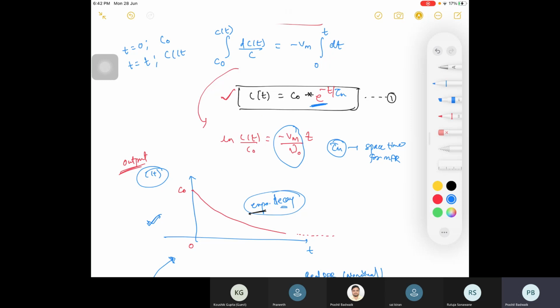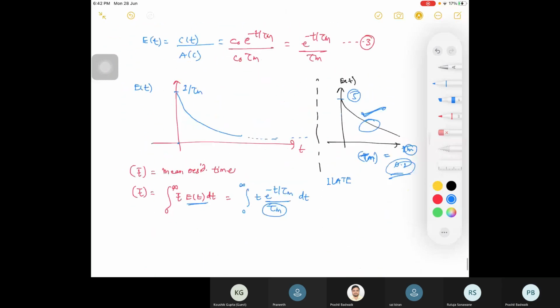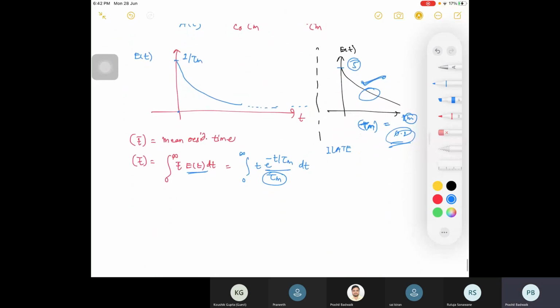It is similar to what? Your first order reaction in batch reactor, right? Your C is equal to C naught into e to the power minus t by tau p was there, right? It is exactly similar to that. Instead of your component, you are balancing your tracer. So when you integrate this, you will get, so 1 by tau m you can take out as common.